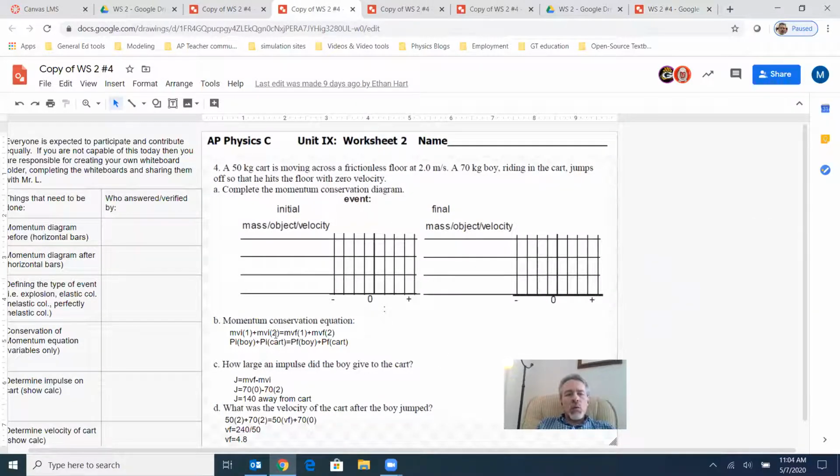Okay, so the momentum equation they have is basically the initial momentum of the system, separated into the boy and the cart, equals the final momentum of the boy and the cart. Nice. And then in part C, if you want to figure out how big the impulse on the cart is, it's going to be equal and opposite to the impulse on the boy. So that's what they did here. They figured out the impulse on the boy. So it'd be 70 times 0 minus 70 times 2, so mv_f minus mv_i. That's the impulse on the boy. So all you have to do to figure out the impulse on the cart is it's equal and opposite. So it's 140 newton-seconds in the same direction, the original direction.